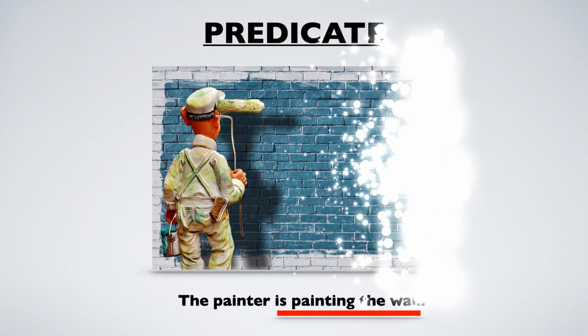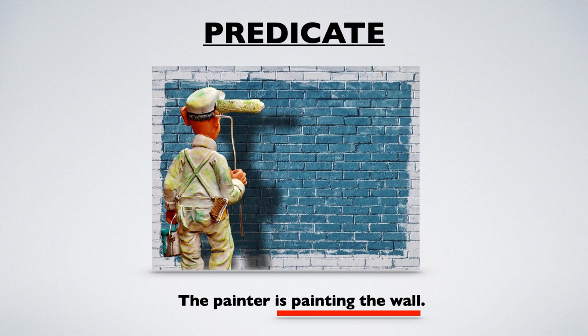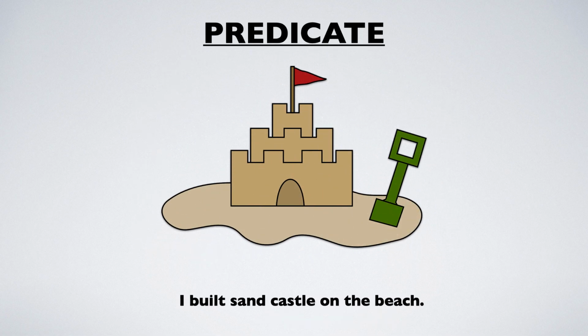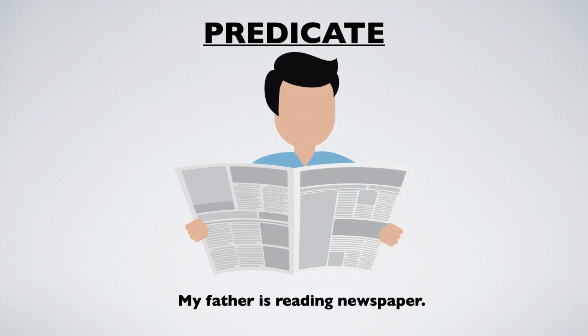The painter is painting the wall. Here is painting the wall is the predicate. The sun is shining brightly. Is shining brightly is the predicate. It is also an example of complete predicate because it contains a verb plus other words that modify the verb. I built sandcastle on the beach. Built sandcastle on the beach is the predicate. My father is reading newspaper. Is reading newspaper is the predicate part.